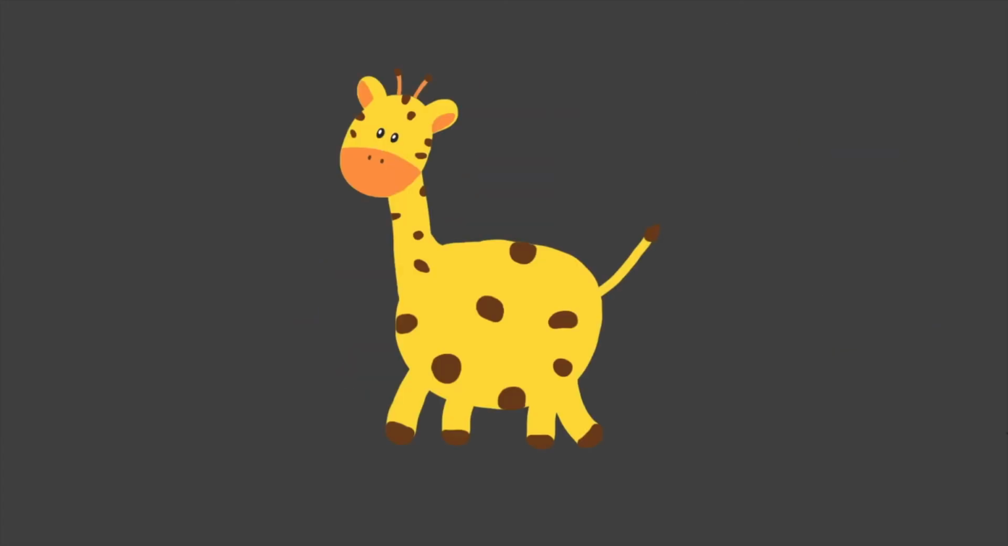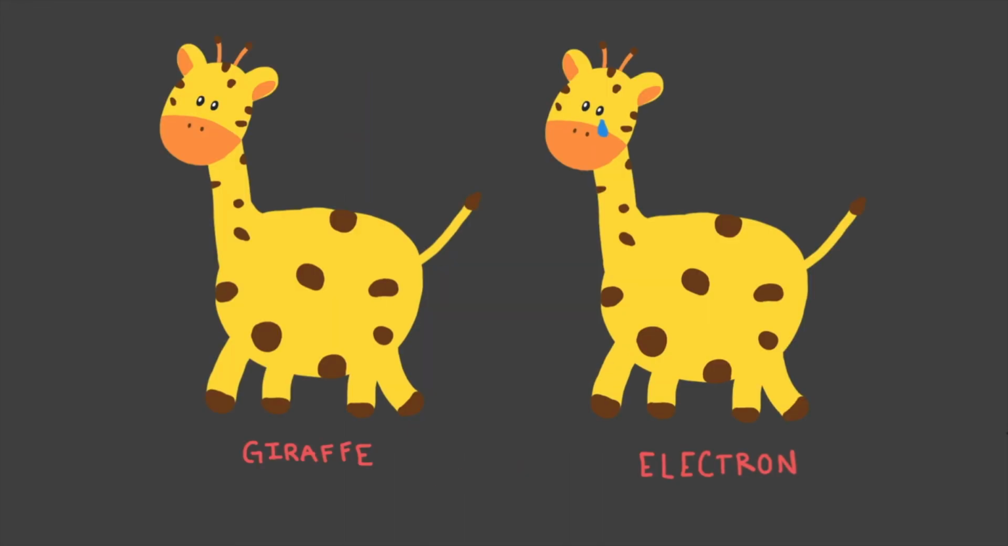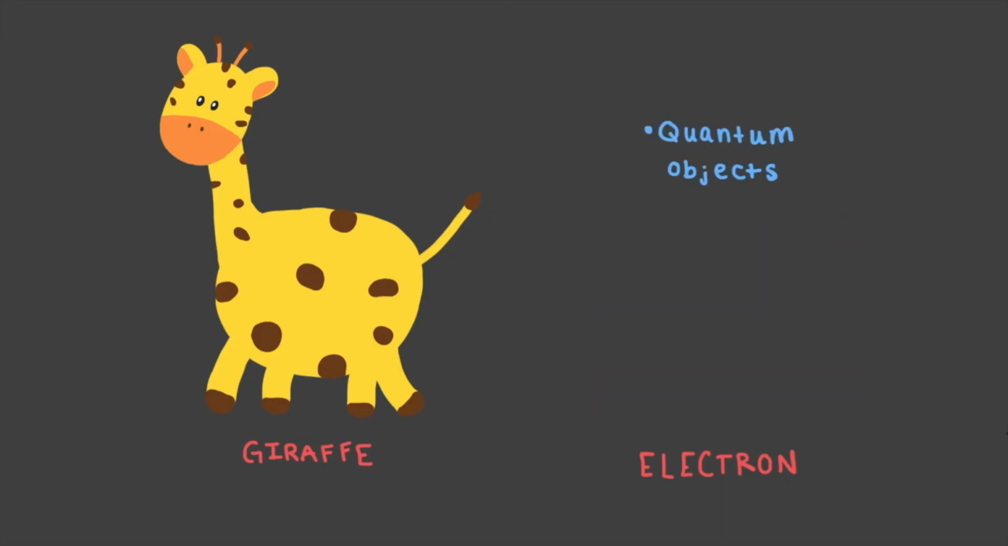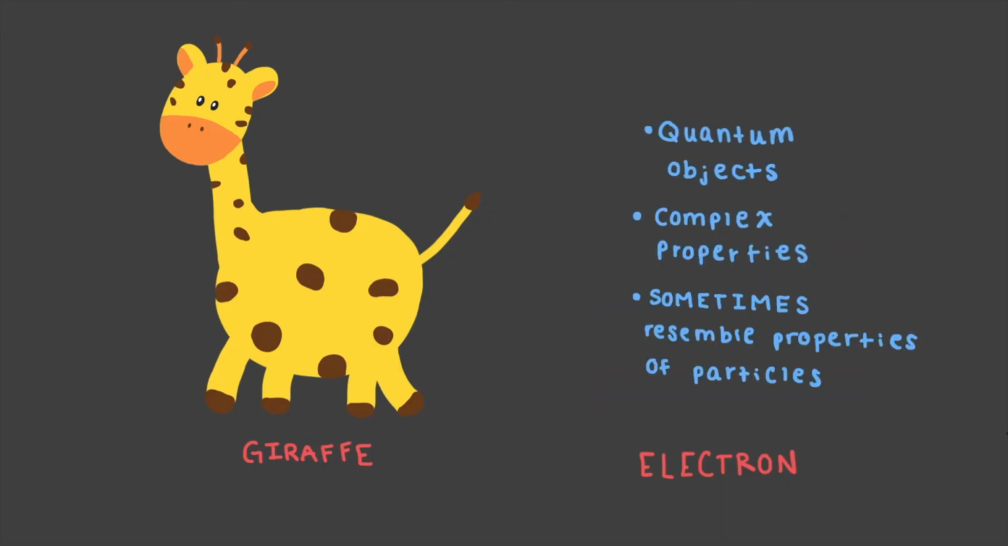Of course, we know that our mysterious animal is not a horse-elephant duality. It's a different kind of animal altogether, a giraffe. Electrons are the same thing. No, not a giraffe, but they are quantum objects that have complex properties that sometimes resemble the properties of particles. But in atoms and molecules, what is most important for chemistry, these electrons behave with properties like waves.